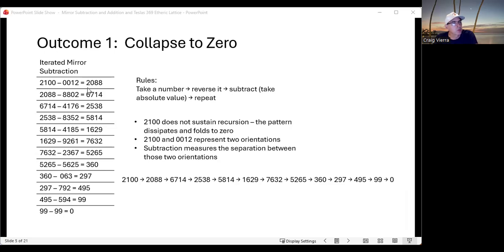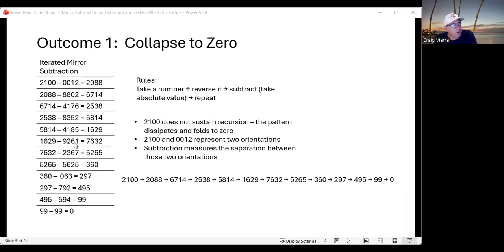So you can see in this first one, we go to 2088, and then I write this number over here, and then I minus it by its mirror. Its mirror or reflection means the same thing, 8802. So that's 8802. I get 6714, and then I take 6714, I minus it by its mirror, 4176. We get 2538. I do that again, and I minus it by its mirror, which is 8352. I get 5814, and I keep doing this. 5814 minus 4185, I get 1629.